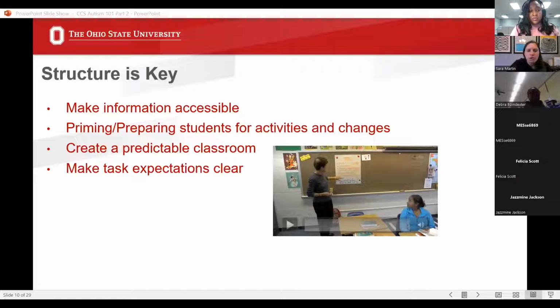A well-structured and predictable classroom can provide comfort for students on the autism spectrum and help them and their peers better attend to the learning. So again, making sure information is accessible, priming and preparing students for activities and changes, creating a predictable classroom, and making expectations clear can all help students on the autism spectrum.